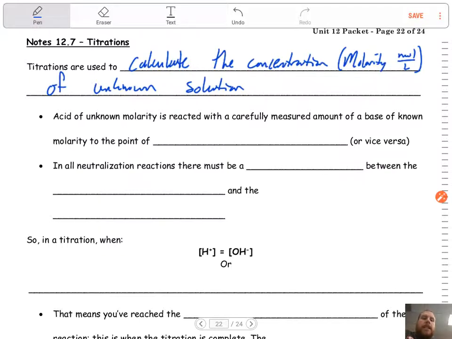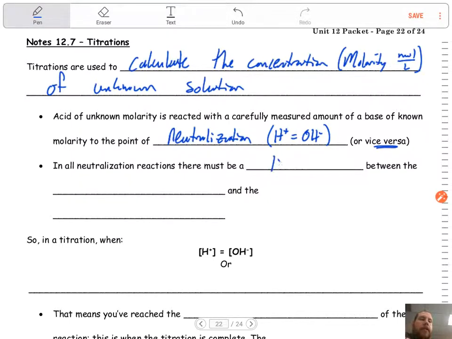So acid of an unknown molarity is reacted with a carefully measured amount of a base of known molarity to the point of what's called neutralization, which we learned about in our last video, right? So think back, what does neutralization mean in terms of ions? All right, it's where the hydrogen ion concentration equals the hydroxide ion concentration. Or we can do the vice versa of that, where we could take an unknown molarity of a base and then react it with a carefully measured amount of known molarity of an acid, and then we can still do the same neutralization reaction.